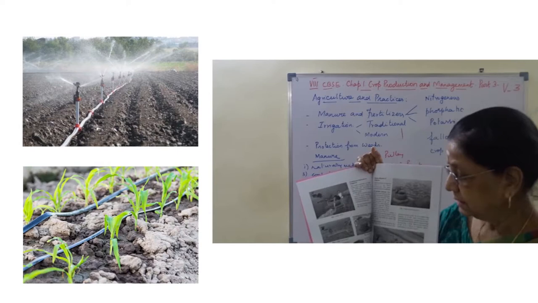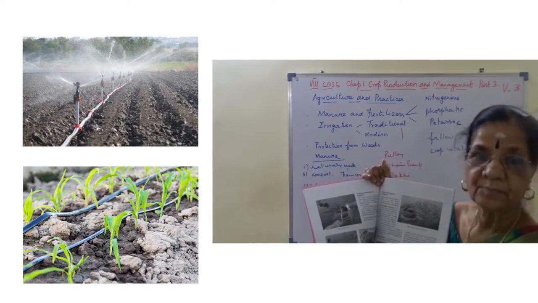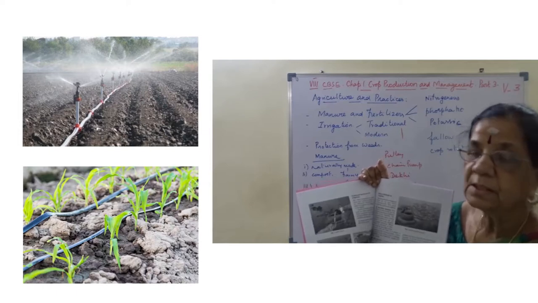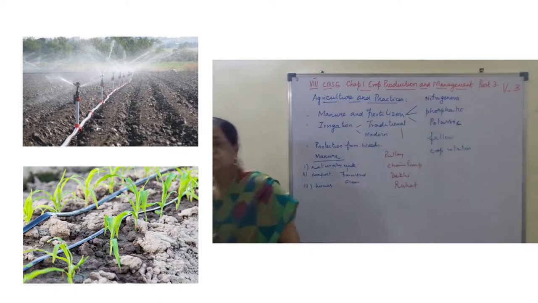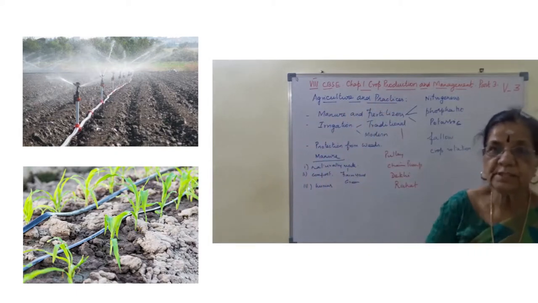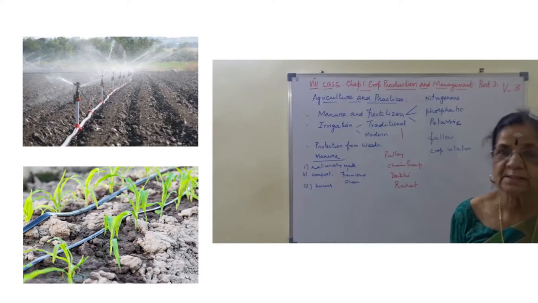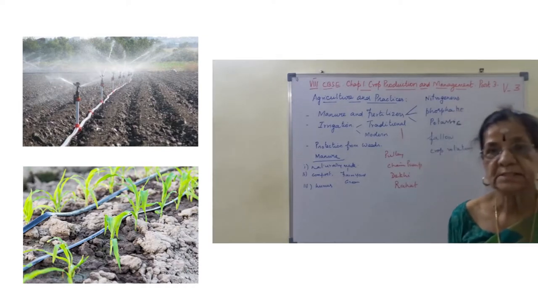Okay, and then this is Raha using a ruler. I hope you follow. So this is the traditional method, whereas the modern method of irrigation is of two types. One is sprinkler irrigation and another one is drip irrigation.